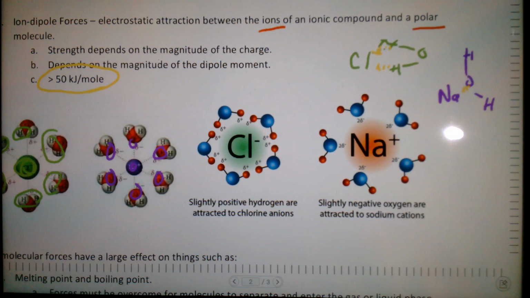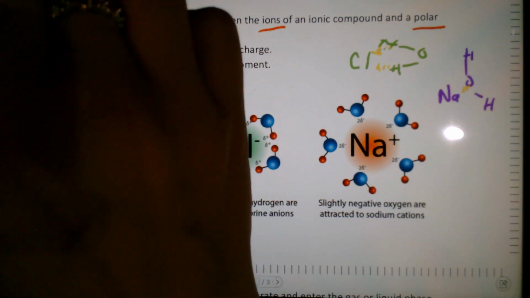These ones are over 50 kilojoules per mole, because you have a full positive and negative charge with your ion. And a lot of times with things like water or these polar solvents, you get a strong attraction between the oxygen or the hydrogen in water. Okay, so that's our 4 different types of forces.